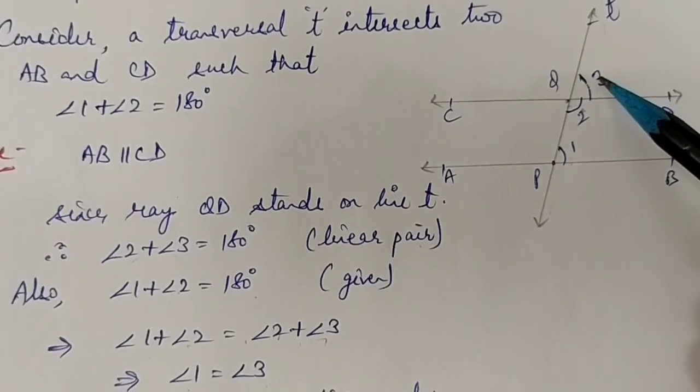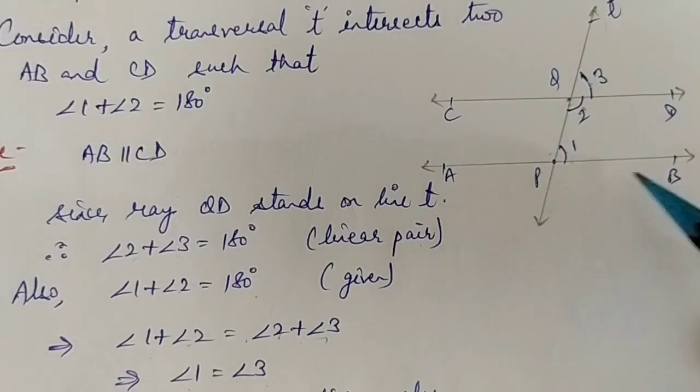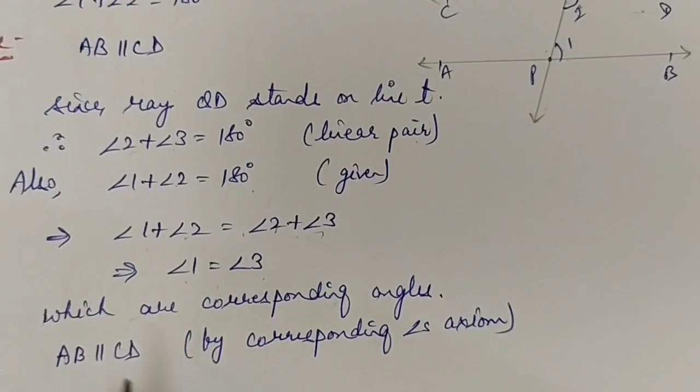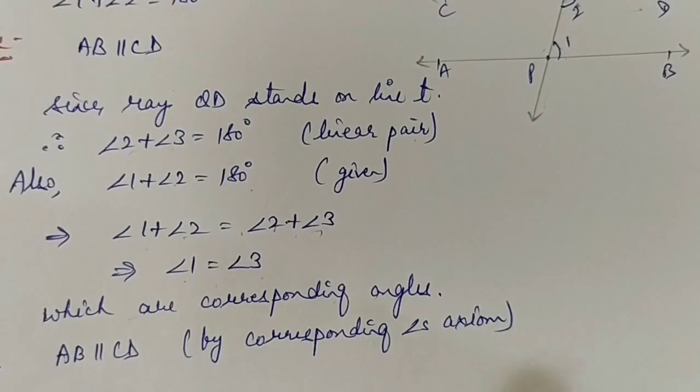and angle 3 are corresponding angles. तो आपने corresponding angle prove कर दिए equal. It means AB and CD will never meet with each other. It means therefore AB is parallel to CD by corresponding angles axiom.